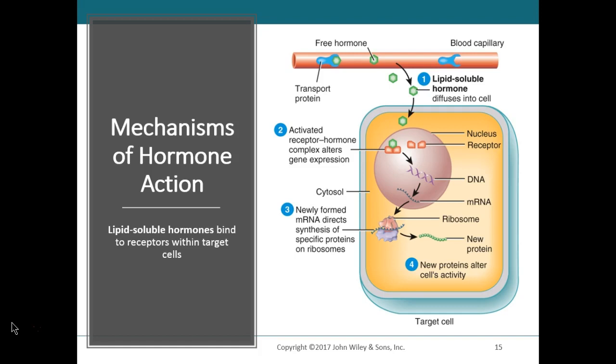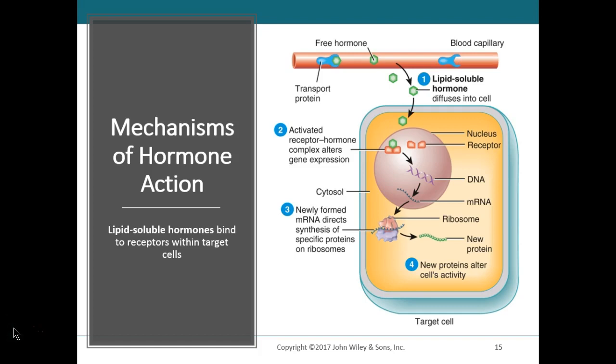If it's turning genes on, DNA is being transcribed, new messenger RNA is being made. The messenger RNA will then leave the nucleus, enter the cytoplasm of the cell, and find a ribosome where protein synthesis begins. And once protein synthesis begins, we're making a new protein. That new protein can alter the cell's activity and then cause a response within that particular cell.